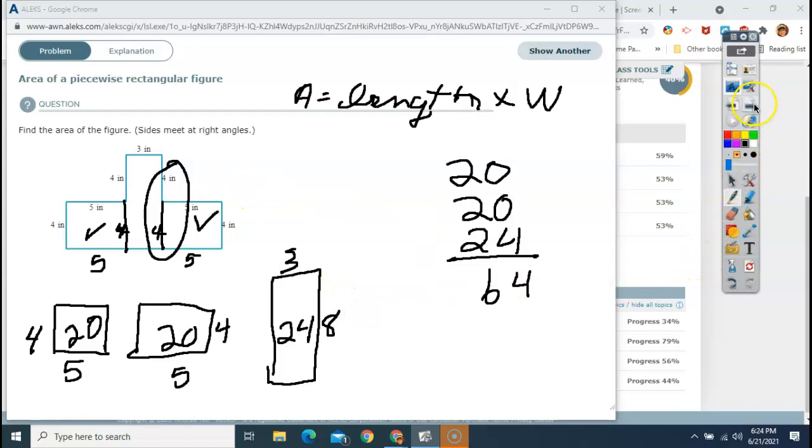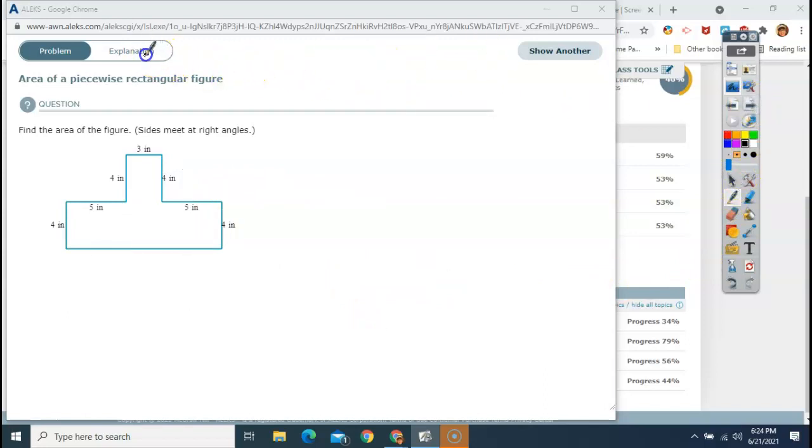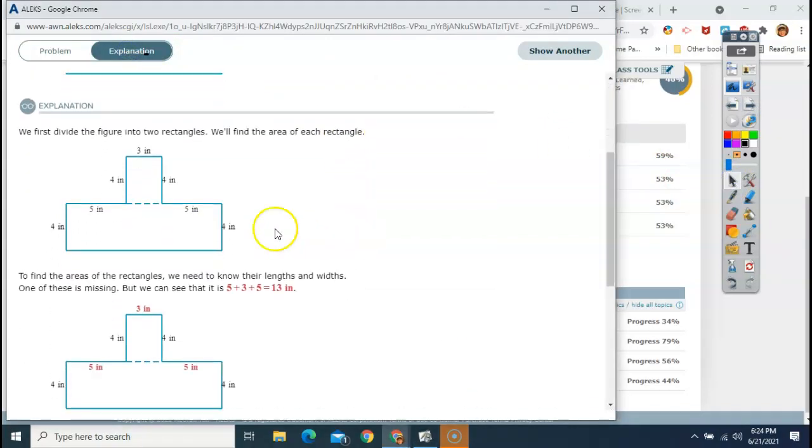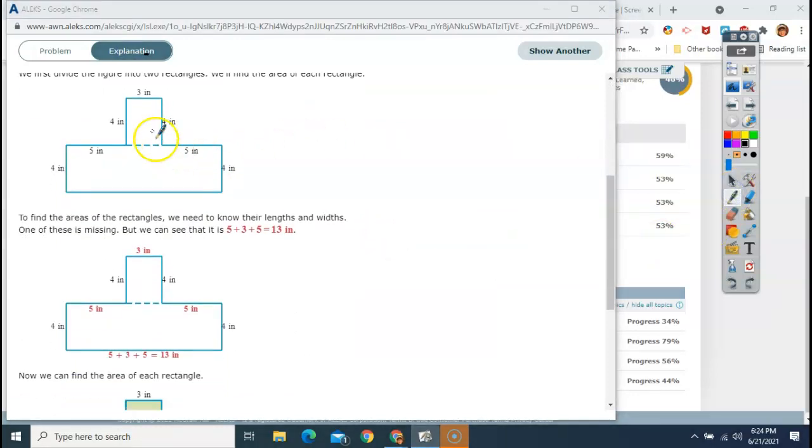Now, I'm going to show you the explanation. They didn't cut it up my way. All right, so they did it like this. So we have a 3 times 4. And then you have this missing side, but it's not really missing. It's 5, 3, and 5, which is what they did right here. That's 13.